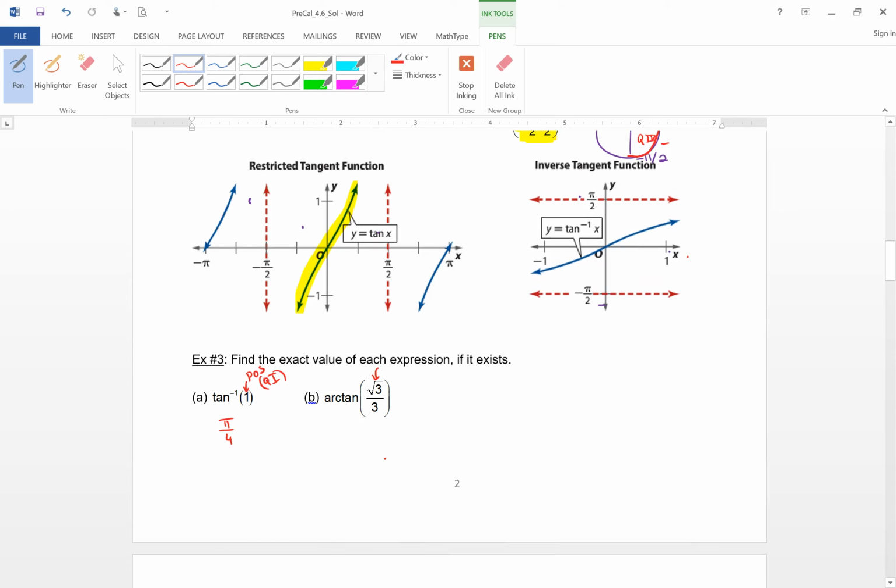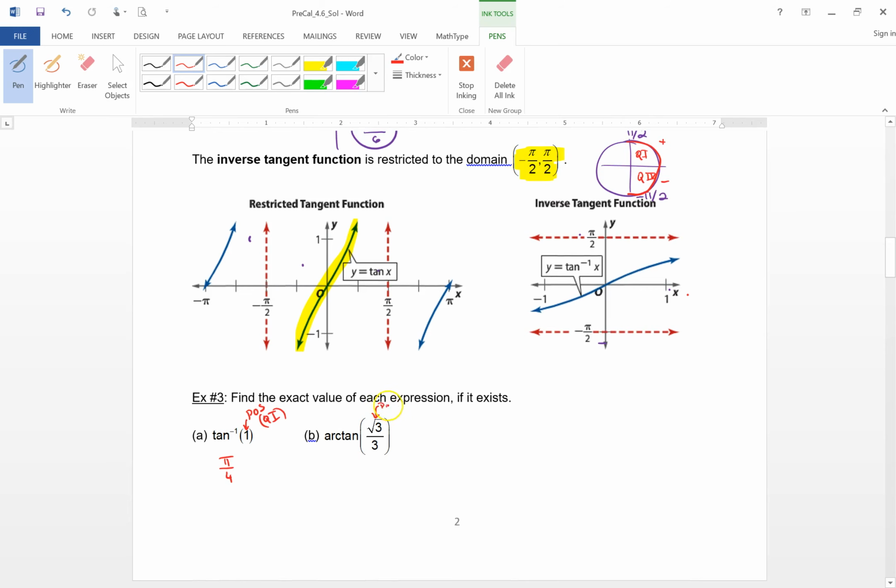Okay. The arc tangent, it's positive again, so it's going to be in quadrant 1. Now, which angle has a tangent of root 3 over 3? 30 degrees, pi over 6, is that right? Yes? You are sure? Okay, so this is what pi over 6 looks like, right? And if I want the tangent of this, it's opposite over adjacent. This is 1 over root 3. This is root 3 over 3, so it's pi over 6. Okay?